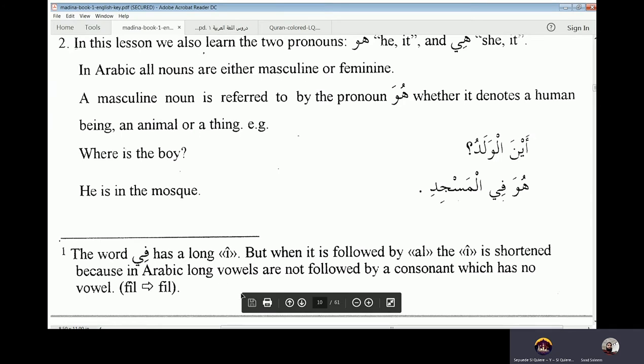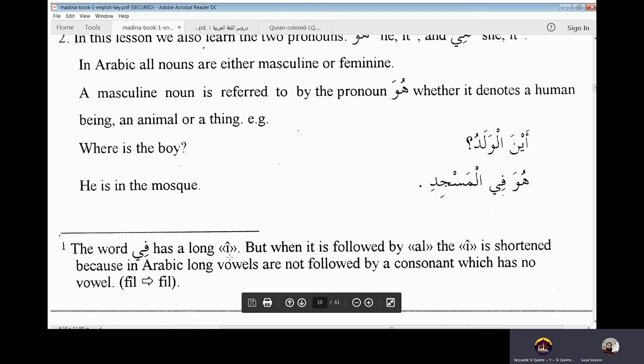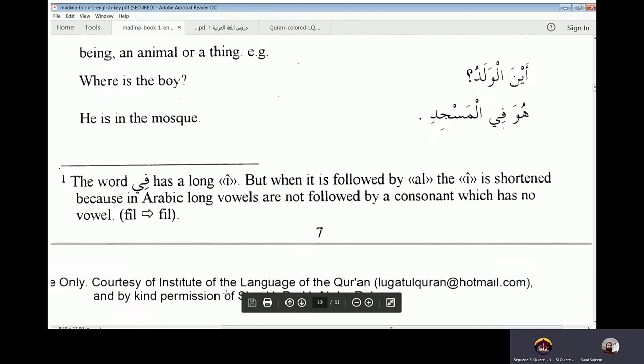The word fi has long kasra, but when it is followed by al, the kasra is shortened, because in Arabic long vowels are not followed by a consonant which has no vowel. Fil.